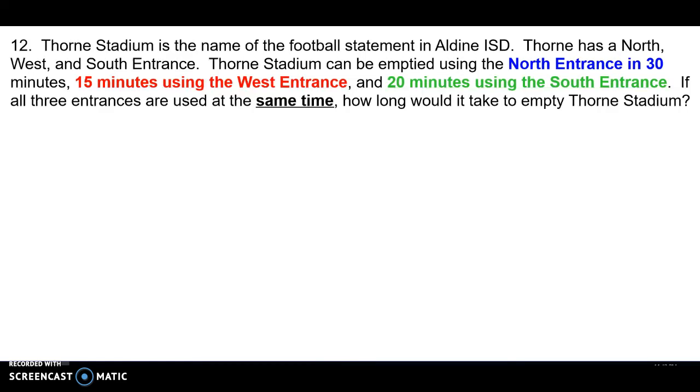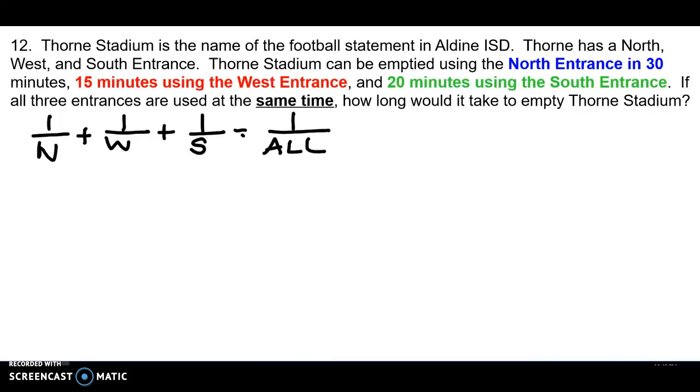So basically it's telling you how long it would take if you used only one entrance at a time, but they want to know if we open them all up and just let people leave and go home, how long would it take if they were all opened up? So when you set this up, you're going to set it up like this. 1 over the north entrance plus 1 over the west entrance plus 1 over the south entrance equals 1 over all of the entrances used at the same time. And that's what we're looking for. That's going to be our x.